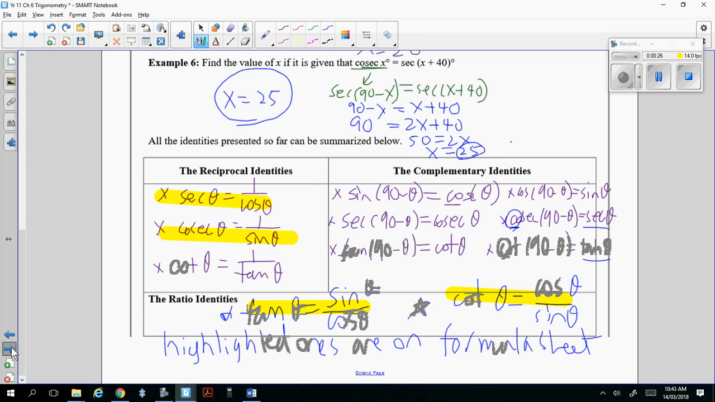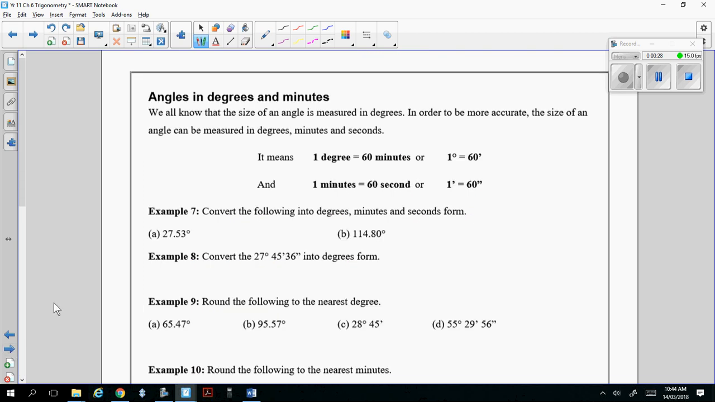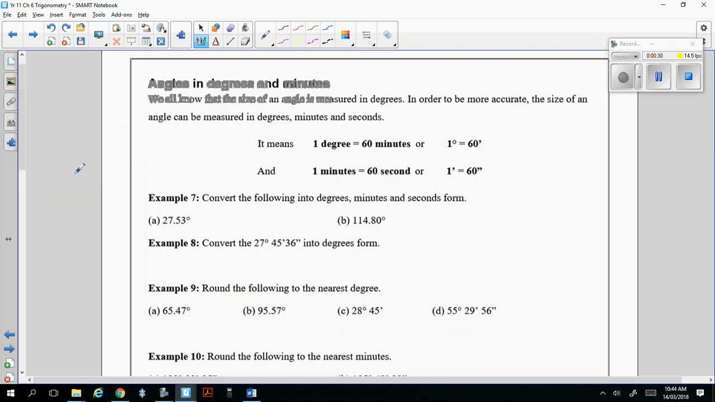Okay, good. So today's lesson we're going to focus on angles, how to find sides, how to find angles. These are much easier to do.